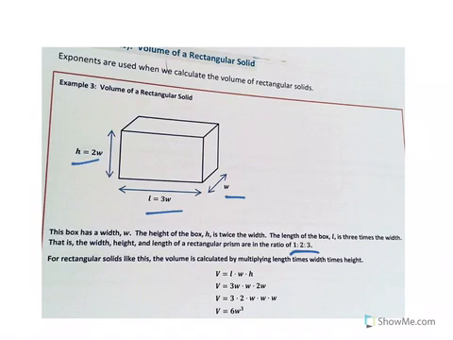So, if the height is twice, and it's 2, and the length is 3 times, and it's 3, then we have to have 1 W, right? So rectangular solids like this, the volume is calculated by multiplying length times width times height. So in this case, we have 3W times W times 2W. You can space that out, 3 times 2 times W, right? 3 W's. You end up with 6W cubed.